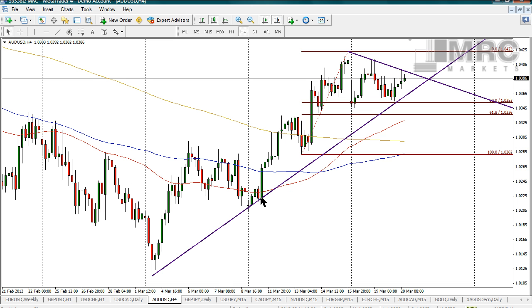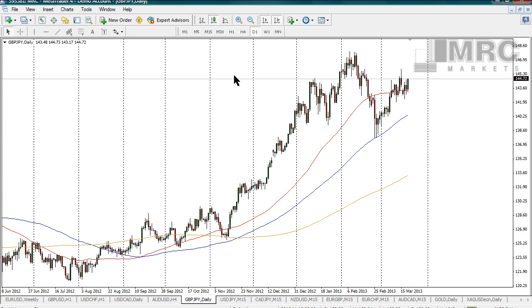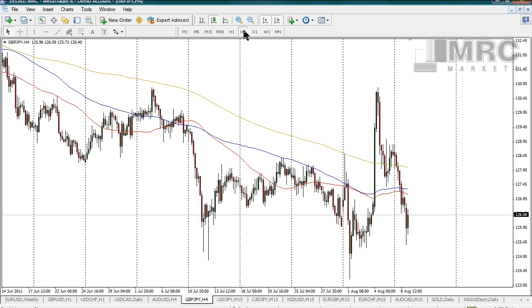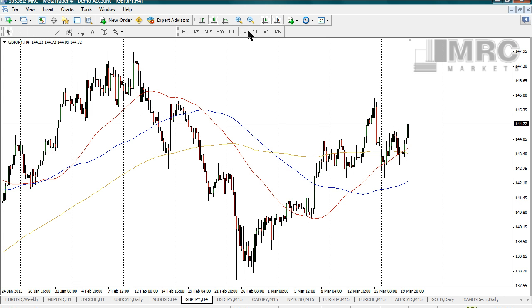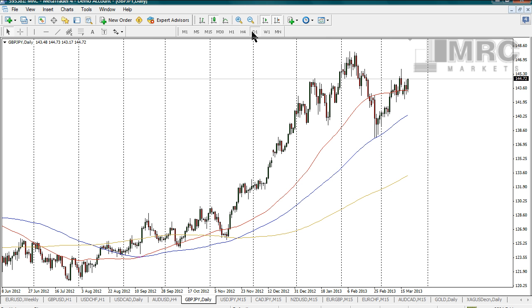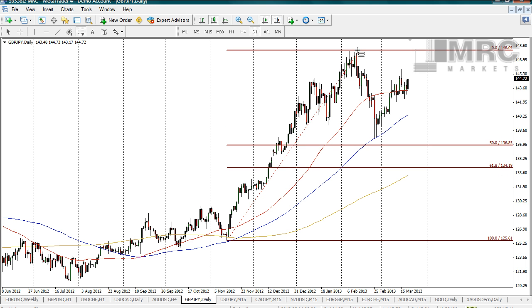So now, interesting chart, that Aussie dollar. Let's have a quick look at the last one here. We'll have a look at the Guppy, GBP/JPY. I'm just trying to focus it really on, well, let's have a quick look at this daily. There's one setup that immediately catches the attention.